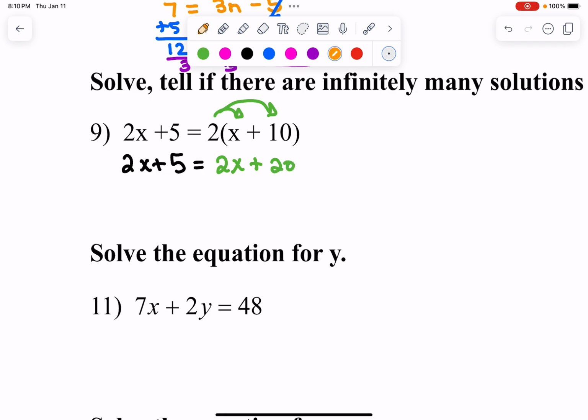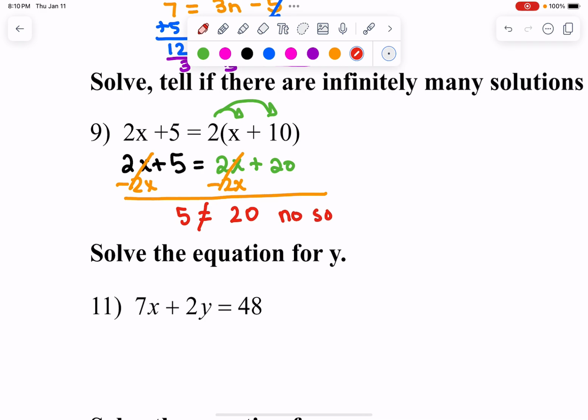Now at this point, we would move all the x's to one side. And when we do that, we can see that our 2x's are going to cancel out. And I'm left with 5 equals 20. But 5 isn't equal to 20. So that means there's no solution. No number will make this equation work. It's impossible.